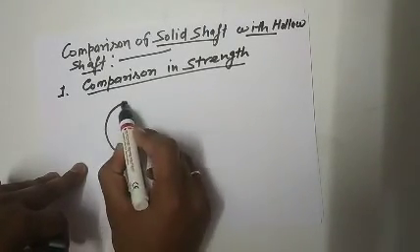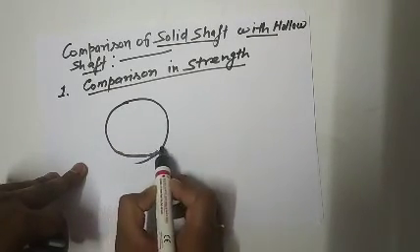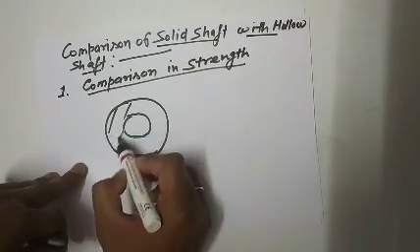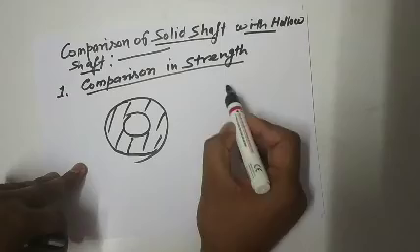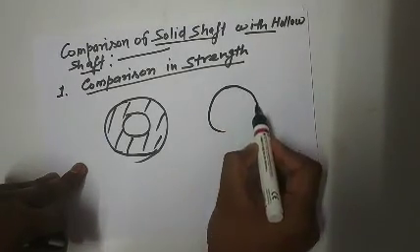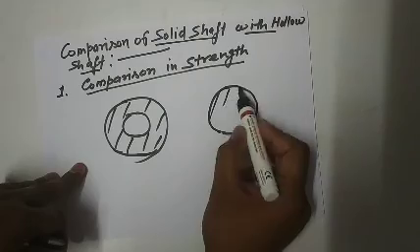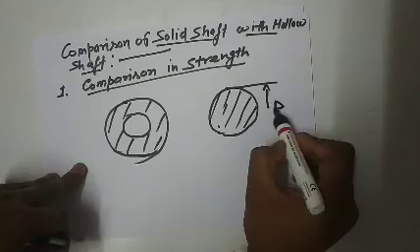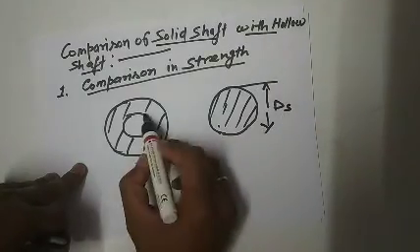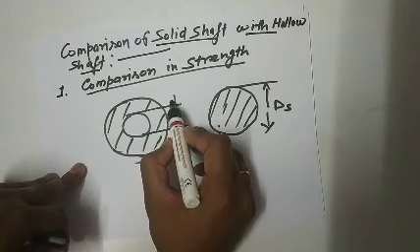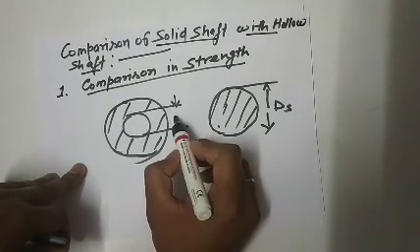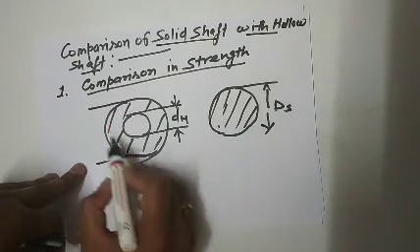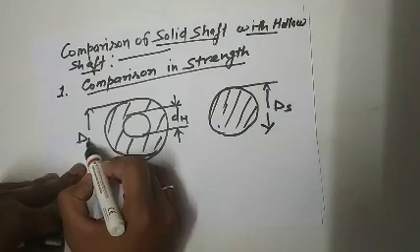So this is our hollow shaft. And this is solid shaft. Diameter of solid shaft is ds. Inner diameter of hollow shaft is dh, and outer diameter is capital Dh.